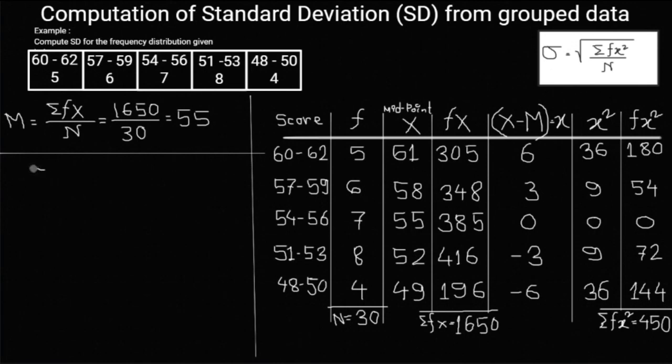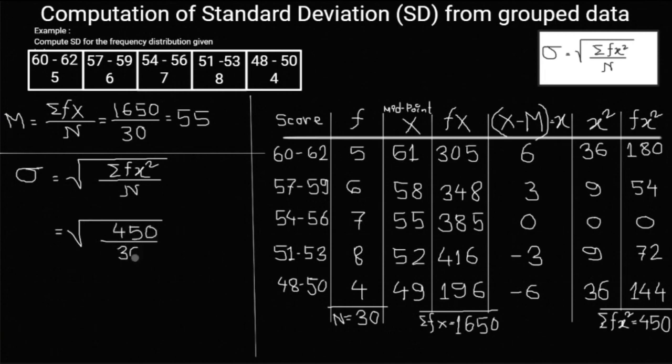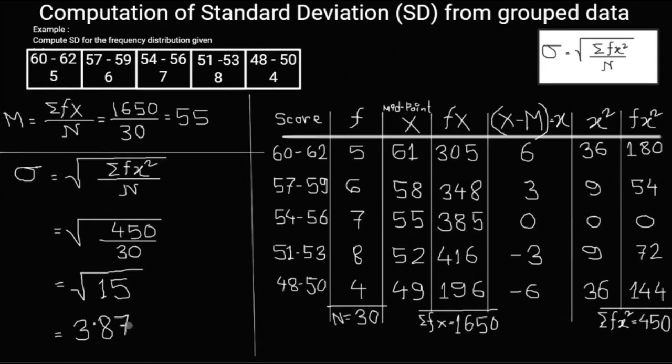So let's write down the formula. The formula is sigma equals root over summation fx square by n. Okay, so summation fx square is 450 and n is 30. Root over 450 divided by 30 is root over 15, which is 3.87. So this is the answer.